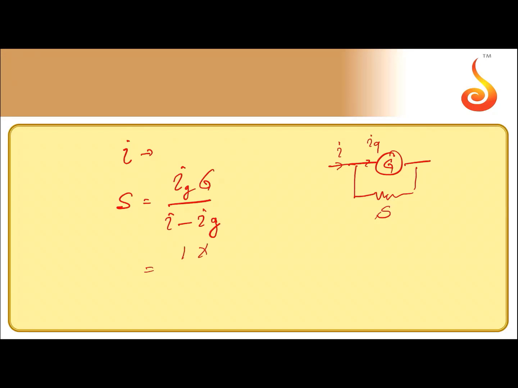So it's going to be 1 into 0.81 divided by (10 minus 1). So this becomes, you can simplify it further. How much is that? 0.81 divided by 9, that is nothing but 0.09.